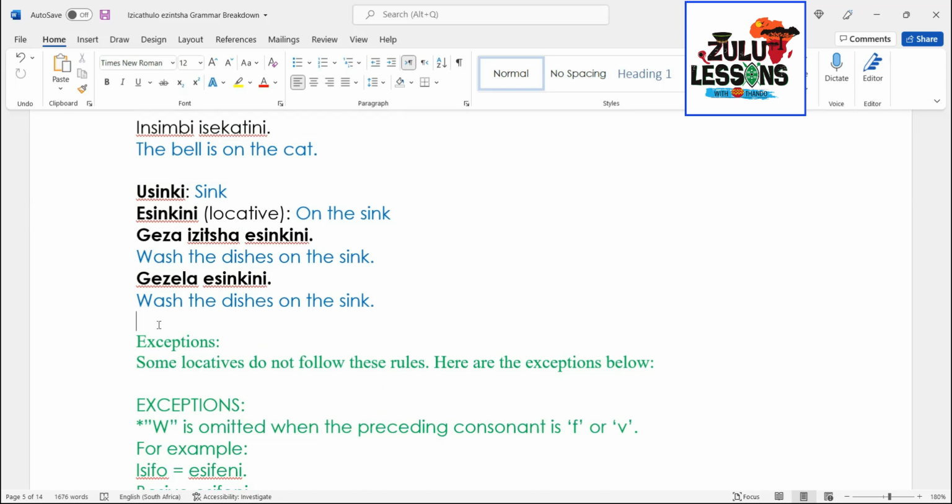Now, here is an example. Geza izitsha esinkini. This is a command. You see that the verb itself, we did not put any prefix, any subject concord, nothing. We just said geza. That is an instruction, a command. Geza izitsha esinkini. Wash the dishes in the sink. Gezela esinkini. It's basically the same thing.